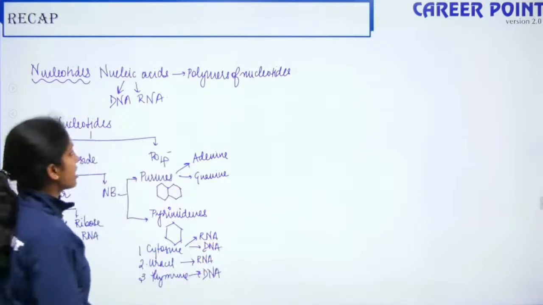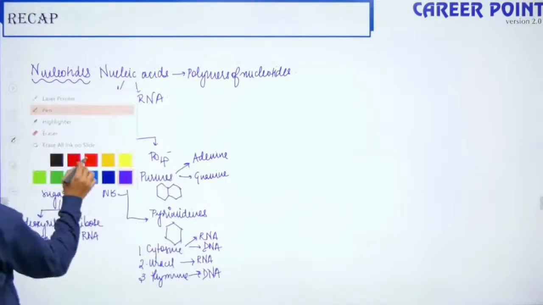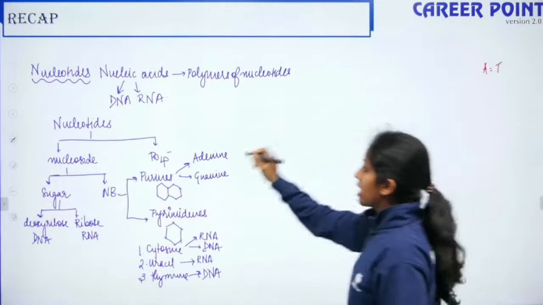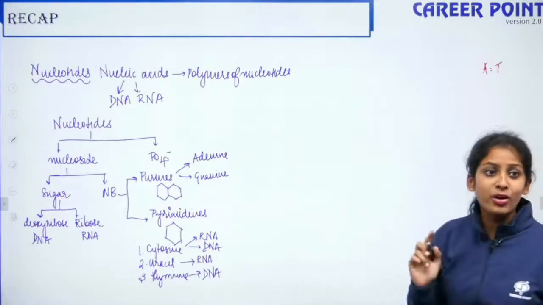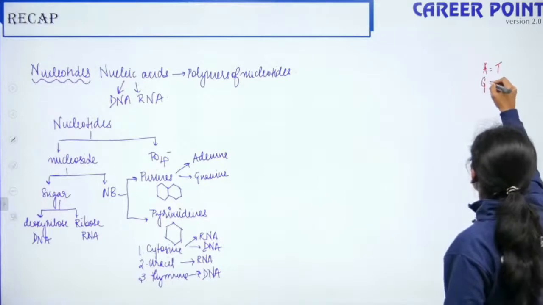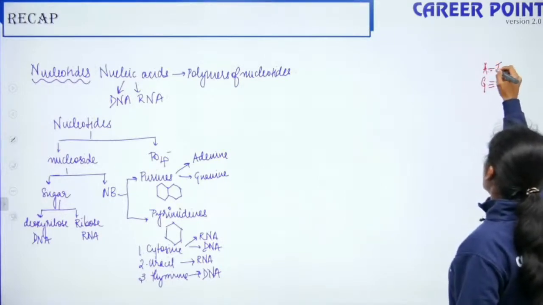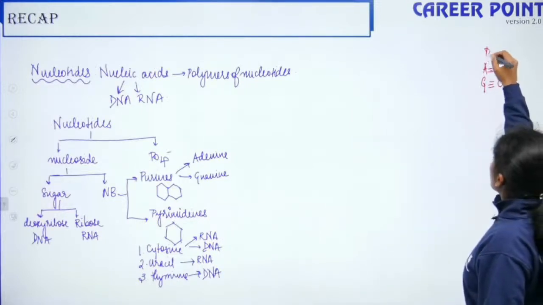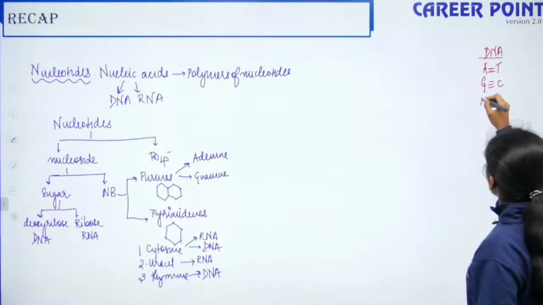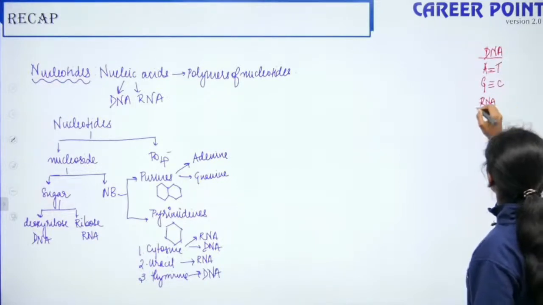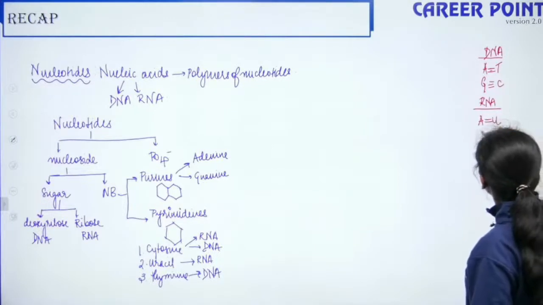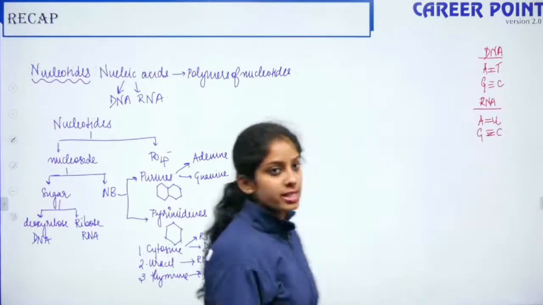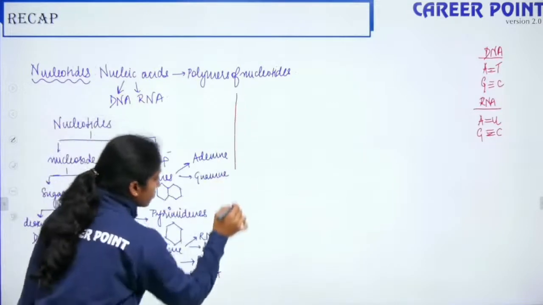Always remember, in your DNA, A always pairs with T. A is adenine, T is thymine. And your G always pairs with C. The bond in between is your hydrogen bond. This is in the case of your DNA. In the case of your RNA, your A always pairs with U and your G as usual pairs with C. So please remember this. This much is easy. Now we move further.